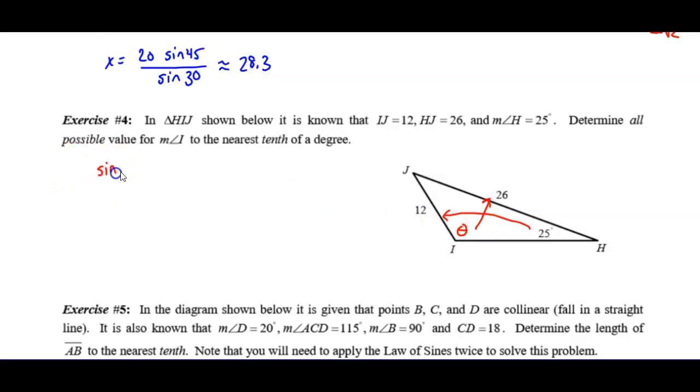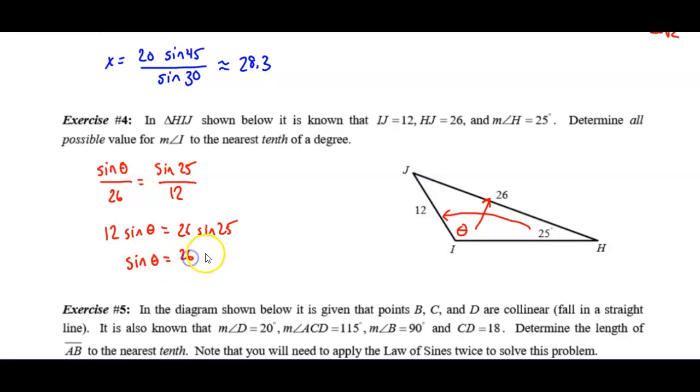So sine of theta over its opposite side 26 is equal to sine of 25 over its opposite side 12. All right, so I do my cross multiplying. I have 12 sine theta equals 26 sine 25. And I need to get theta by itself. So first let's get sine theta by itself.